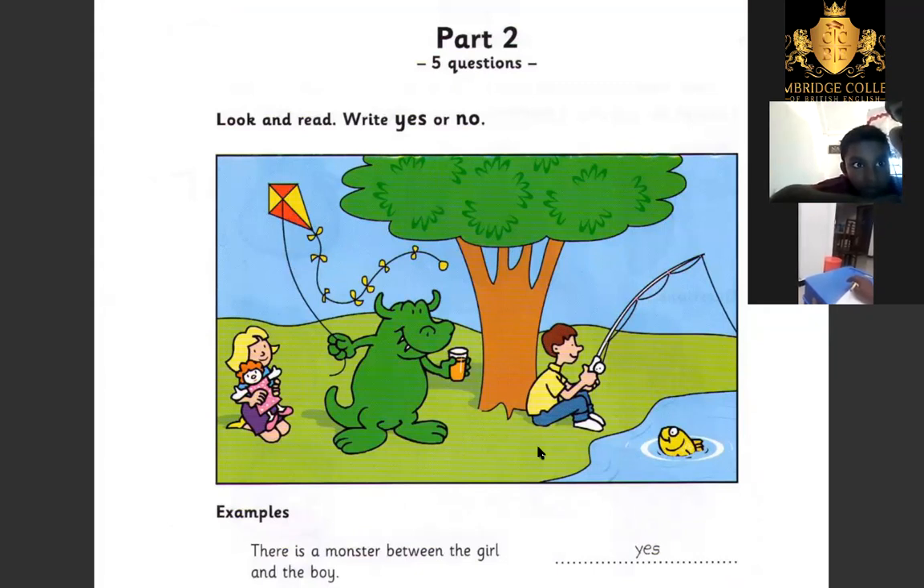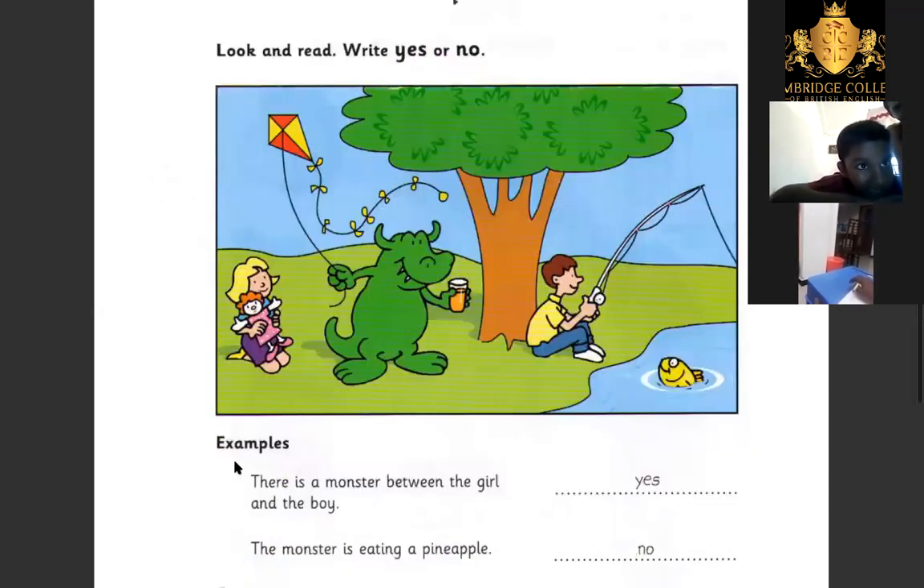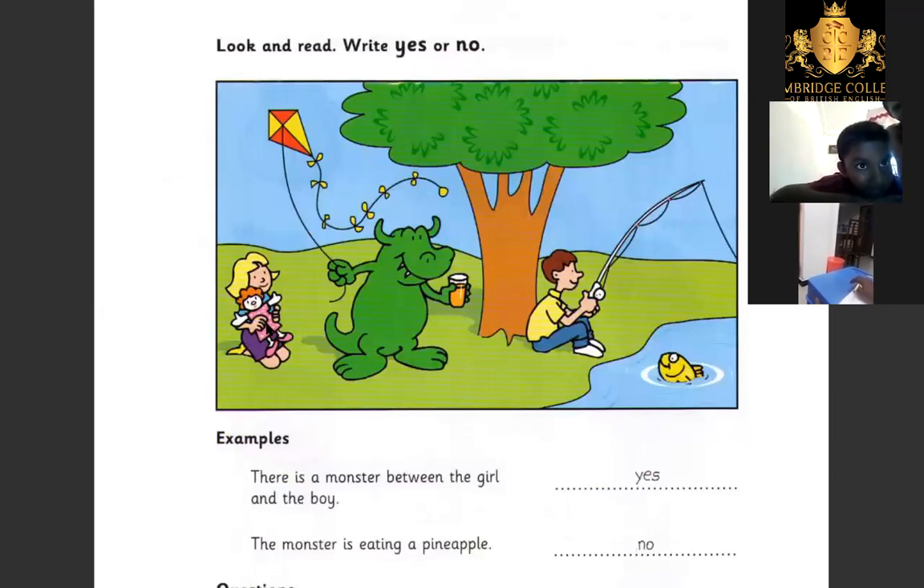There is a fish in the water. Can you see? Yes, the girl is holding on. What is it? It's a doll.